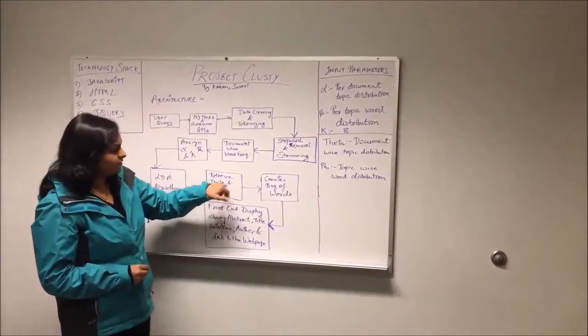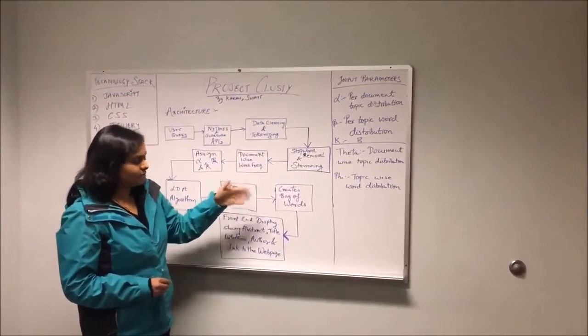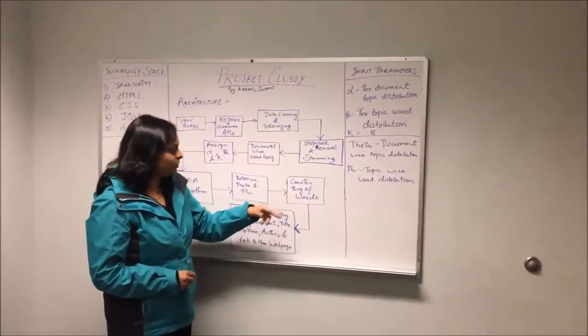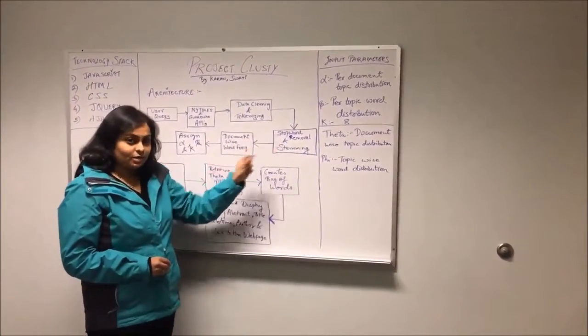Using the phi, which is the topic-wise word distribution, we create the bag of words. If you see the demo, I'll explain what the bag of words and bag of clouds are. It will contain topics along with the word association.